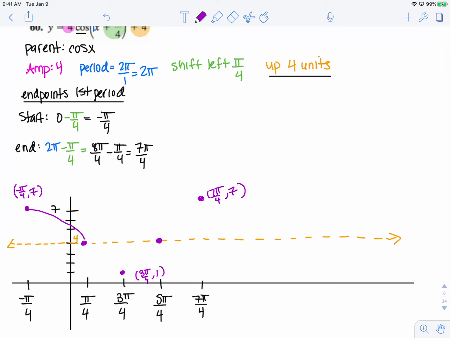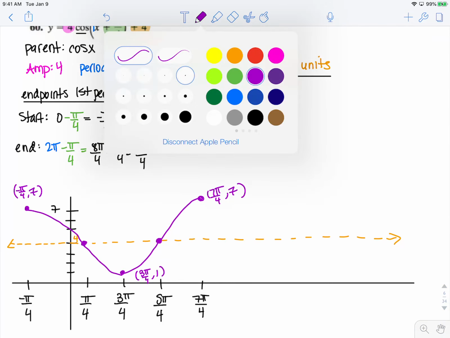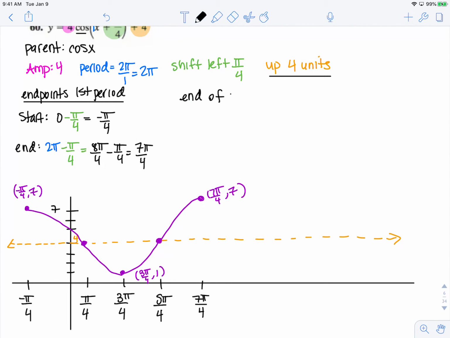So this is my first period, not drawn to scale. The labeling is really what's more important. So now I need to find the end of the second period. So that is going to be 7 pi over 4 plus another 2 pi, which is 7 pi over 4 plus 8 pi over 4, which is 15 pi over 4.